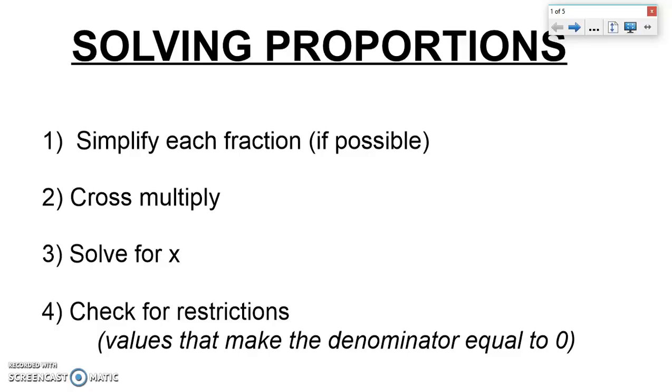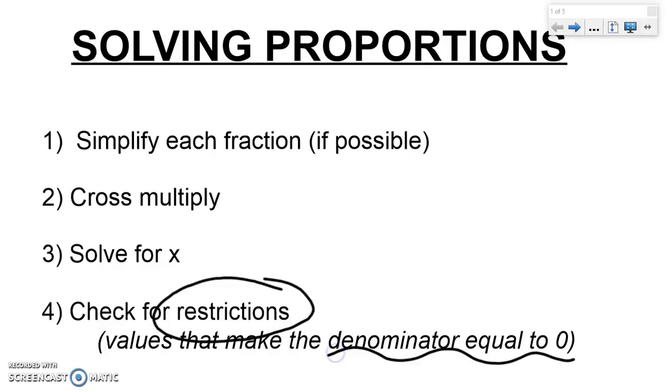The most important thing that I need you to take away from this screen is that I cannot have a restriction as my answer or my solution. And a restriction is a number that makes my denominator equal to 0. And if it makes one of the proportions have a denominator that is 0, it does not count as a solution. And we're going to see an example of that in a little bit.